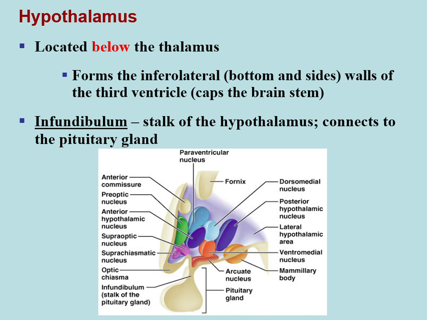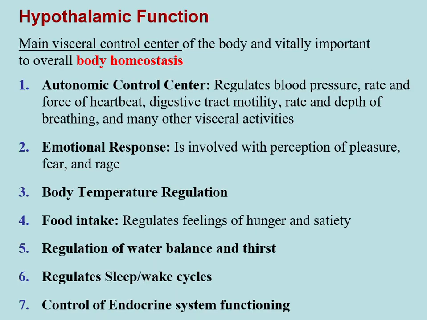Then we have the hypothalamus, which is located below the thalamus, and it forms the bottom and side walls of the third ventricle and kind of caps the brainstem. It is also connected to the pituitary gland via a stalk of tissue called the infundibulum. Now, the hypothalamus is a structure that mainly carries out the processes of homeostasis. So, hypothalamus and homeostasis are two words you should equate together.